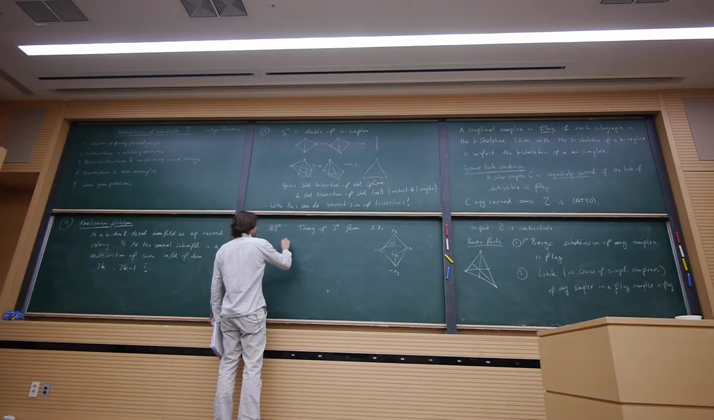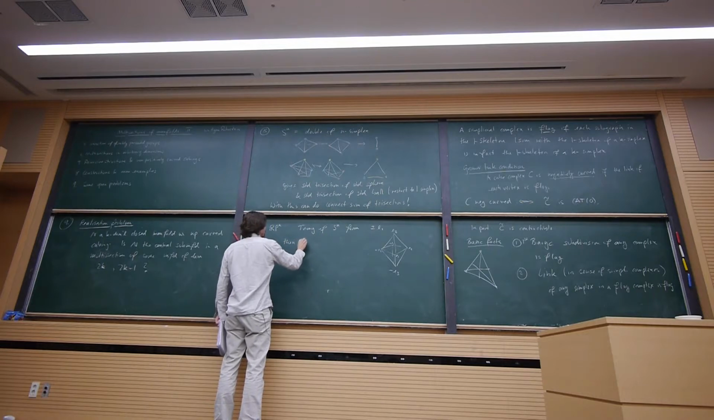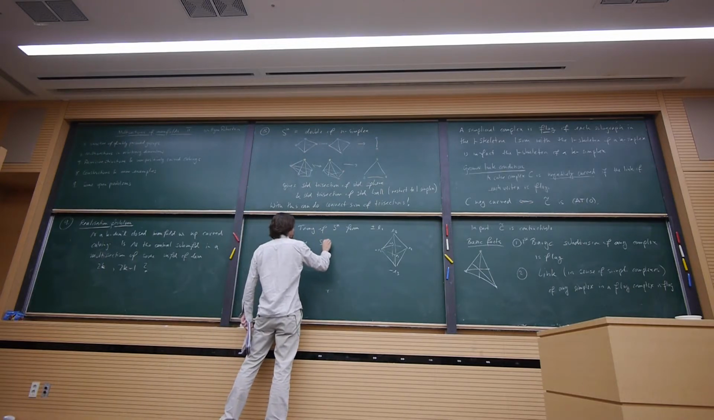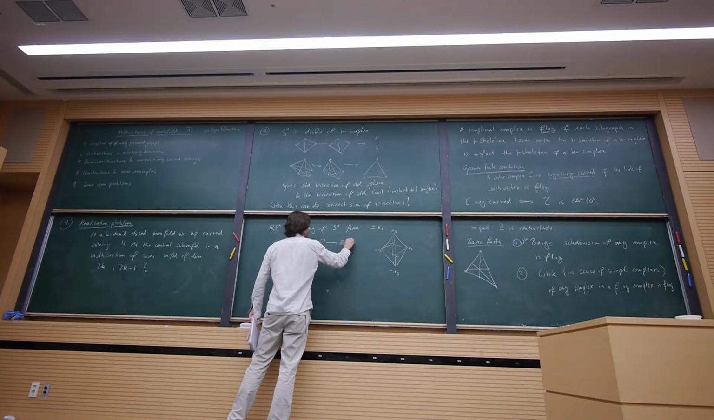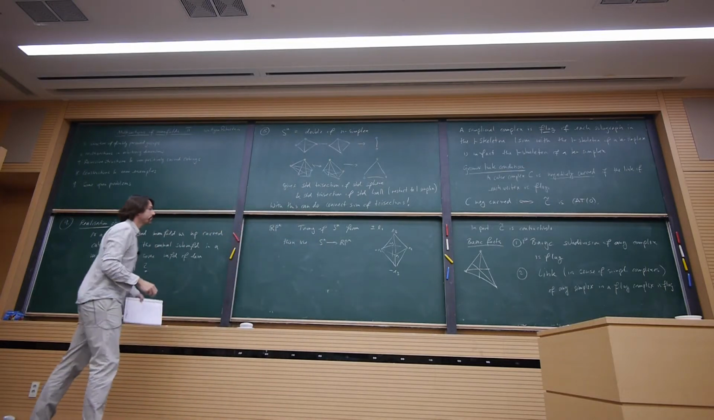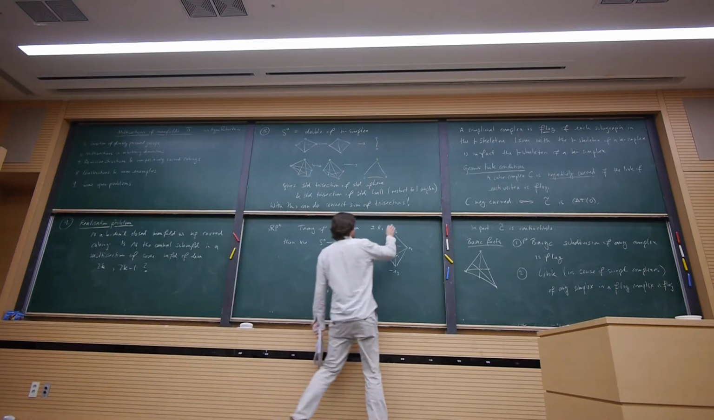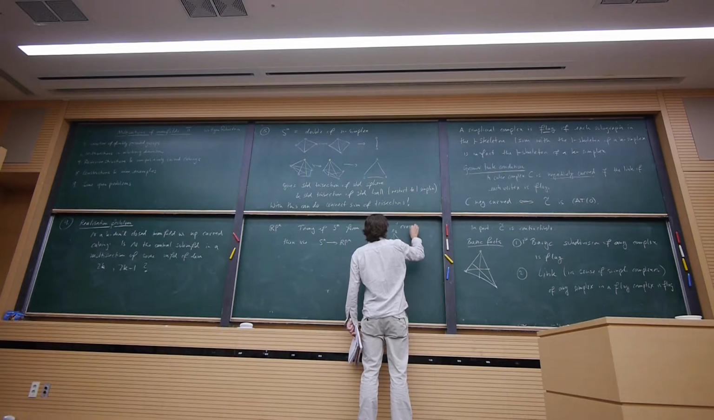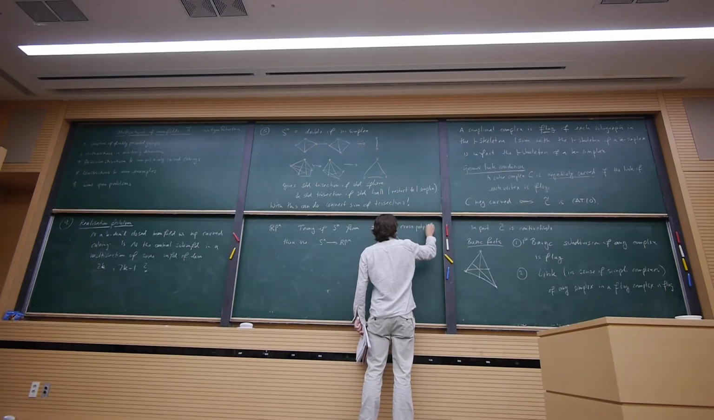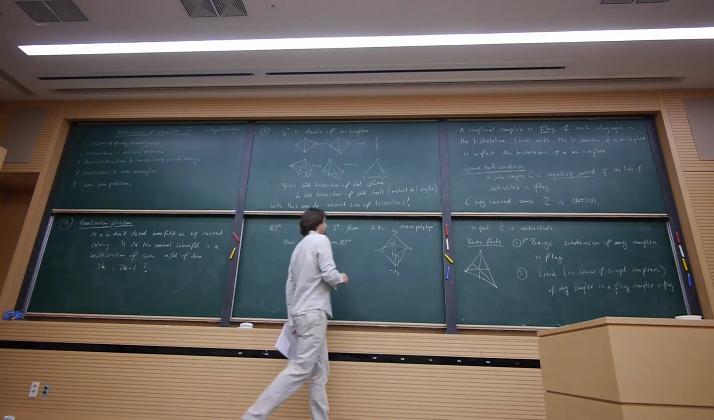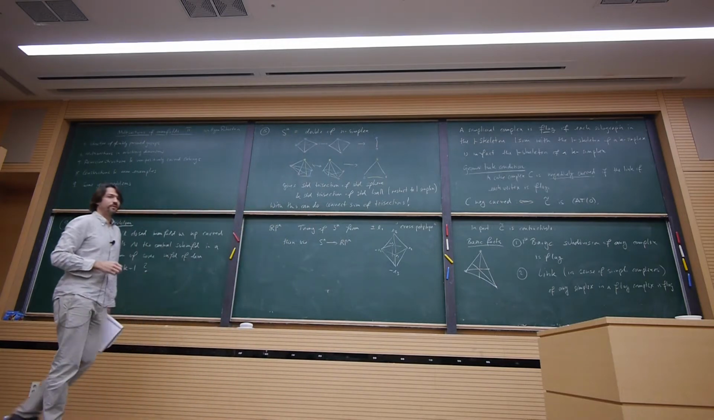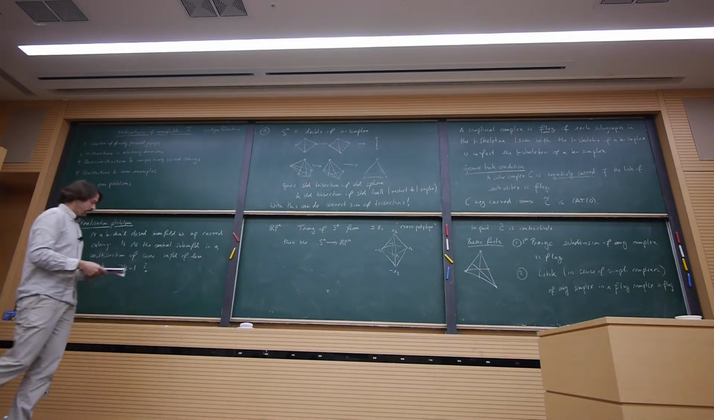So then use the map from Sn to RPN. So this thing here is called the cross polytope, or the generalized octahedron, or I don't know what other names there might be for it. Okay.